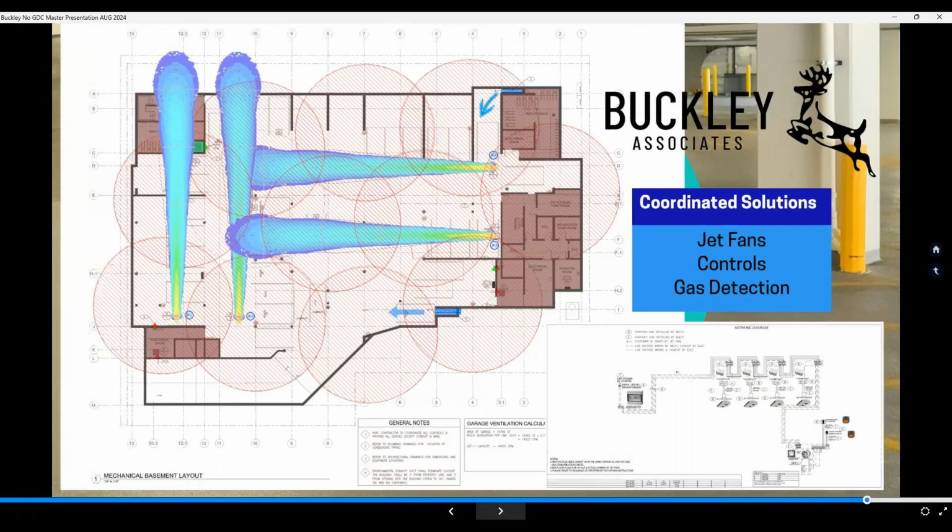So all being told, SystemAir, Buckley, our solutions-driven partnership, can provide to you one coordinated solution to include supply and exhaust fans to meet the code compliance requirements, the gas detection and control system to operate an intelligent system, and the jet fans to optimize the ventilation system to ensure that the ventilation rate being introduced by code requirement provides the full benefit throughout the garage space, all while being energy efficient.